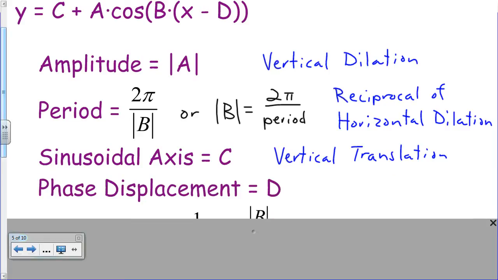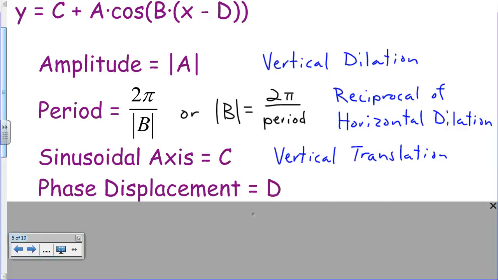And the last piece there is what we call our phase displacement. And that's what D is. D represents the phase displacement. Or again, you can see that you're subtracting that from X, so it's actually affecting the X value. That's the horizontal translation.